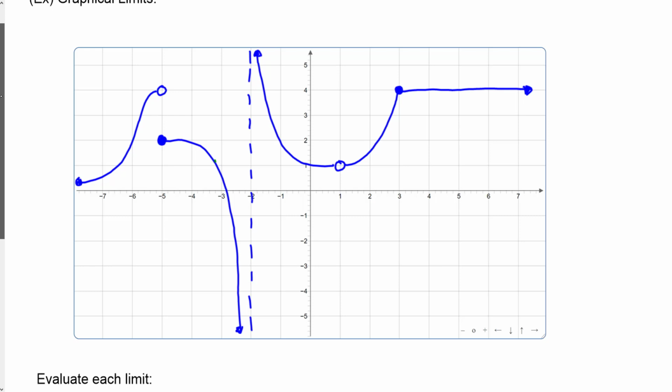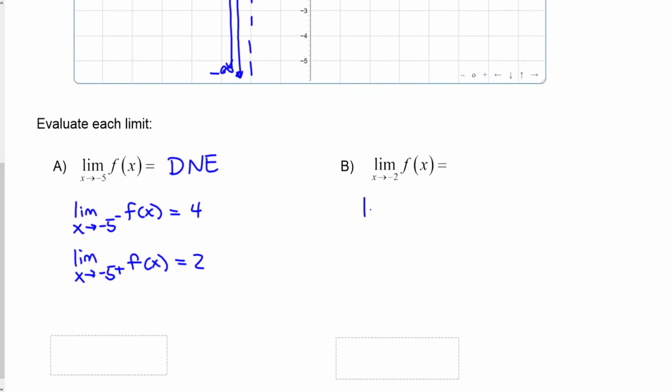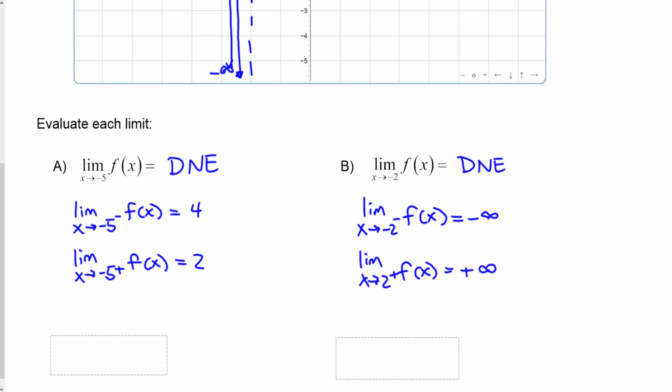And on the left-hand side, we have this graph going down to negative infinity. On the right-hand side, this graph is going up to positive infinity. Well, those don't agree with one another. So we have the limit as x approaches negative 2 from the left. That was negative infinity. The limit as x approaches 2 from the right was positive infinity. So they don't agree, which means the limit does not exist.